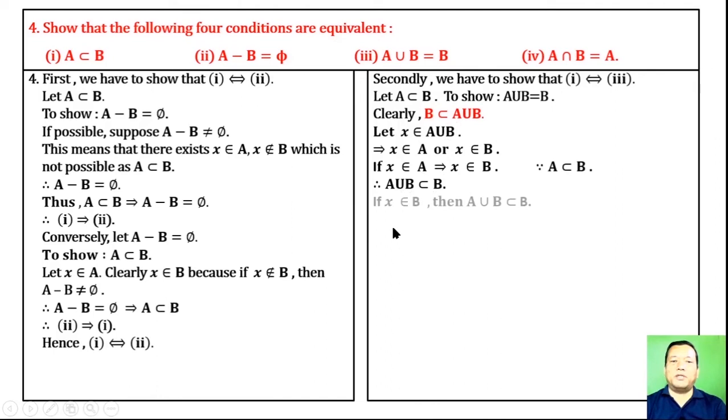If X belongs to B, then X belongs to B, then A union B is a subset of B.